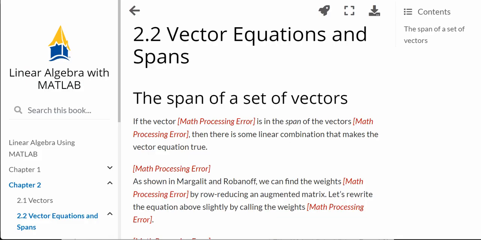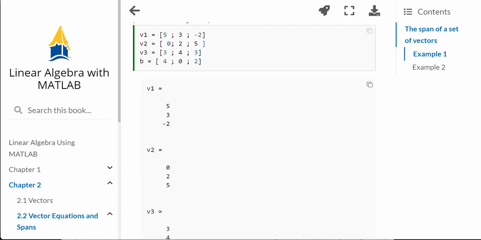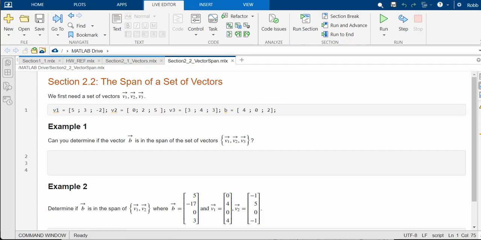So again, we're looking at section 2.2, and we're doing this example 1. I've just copied this. Remember, if you hover over the top right corner, you can just copy that. I've put some semicolons in here to suppress the output, but that's what this first section is doing: entering the vector v sub 1, the vector v sub 2, the vector v3, and the vector b. And so we're supposed to see if b is in this set of vectors.